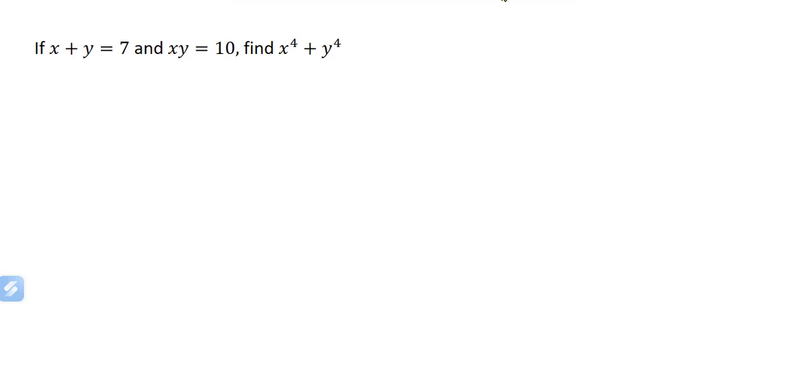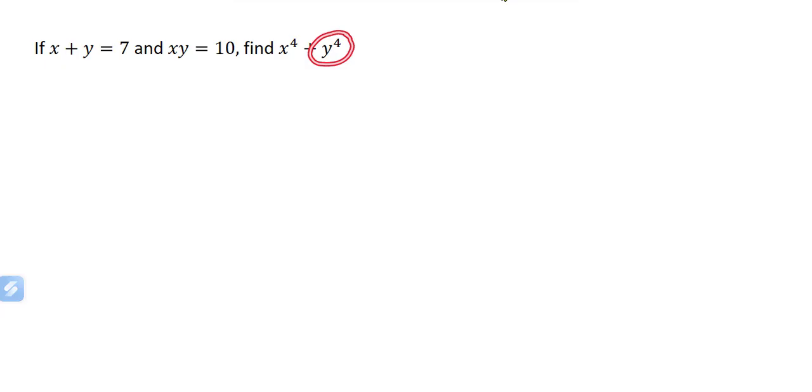Now let's find the value for x power 4 plus y power 4. Now we have x plus y is 7, xy is given 10. So find the value for x power 4 plus y power 4.